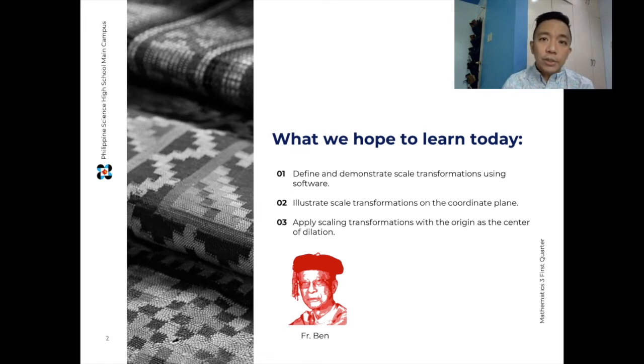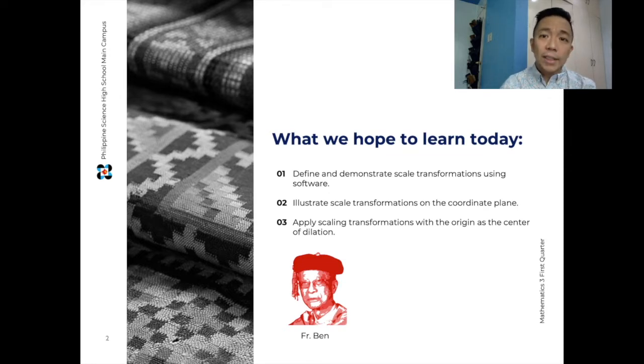Pangalawa, i-illustrate natin siya sa coordinate plane. So parang may coordinates para makita natin yung effect nung transformation sa points, sa location ng points in the pre-image papunta dun sa image under the transformation. And third, meron kasi tayong tinatawag na center of scaling or center of dilation. Para sa discussion natin ngayon, i-restrict natin na nasa origin lang muna palagi yung center of dilation na yun.